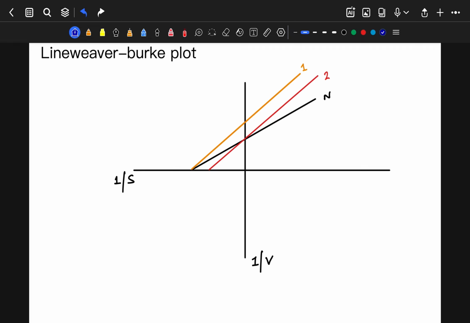Okay. So by default in this graph we have to learn that on the y-axis we have 1 upon v and on the x-axis we have 1 upon s. S is the substrate concentration and v is the velocity of the enzyme action.